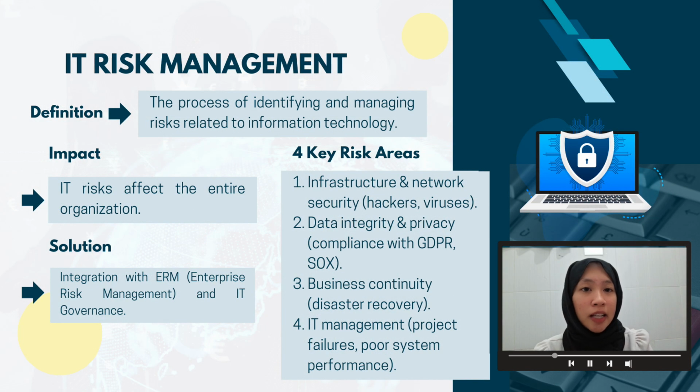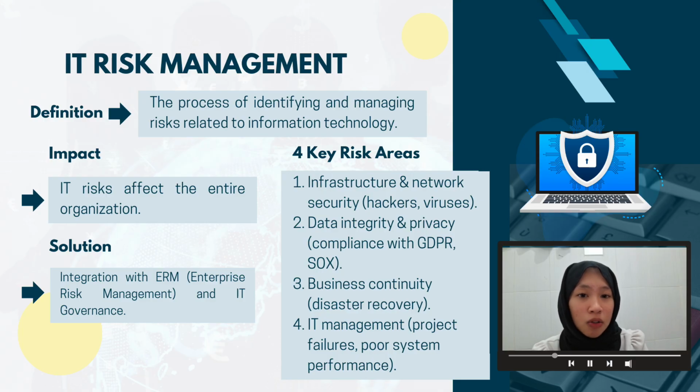Next, IT risk management. IT risk management is the process of identifying and managing information technology risks such as cyber attacks or data breaches, which can have a widespread impact on a company. The four main service areas include: first, infrastructure security, e.g. ransomware attacks like WannaCry. Second, data integrity, complying with GDPR or local data protection laws to safeguard customer data. Third, business continuity, e.g. server backup to anticipate disaster. And fourth, IT management, avoiding failures like faulty ERP system implementation.